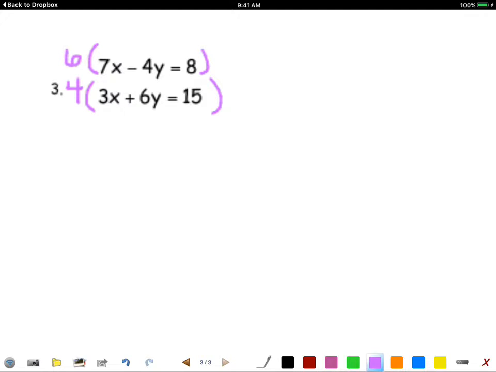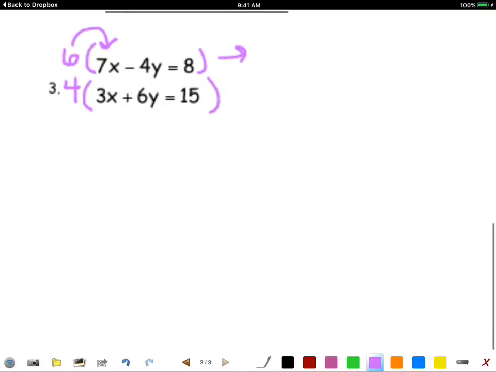If you wanted to get rid of the x's, you couldn't just do 3 and 7 because then you'd have 2 positives, wouldn't you? You'd have to do either -3 and 7 or 3 and -7. You'd have to make one of the numbers that you're distributing a negative. Does that make sense? Okay, so let's distribute this through.